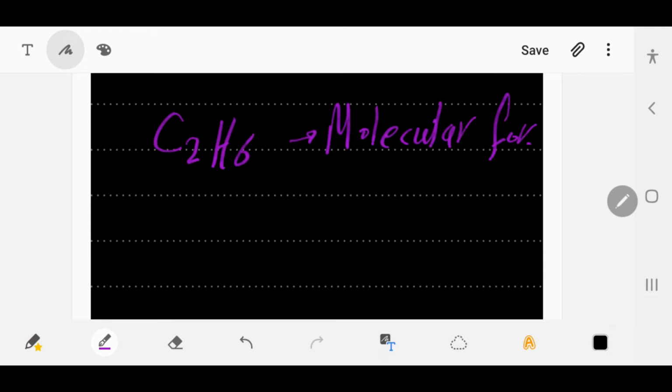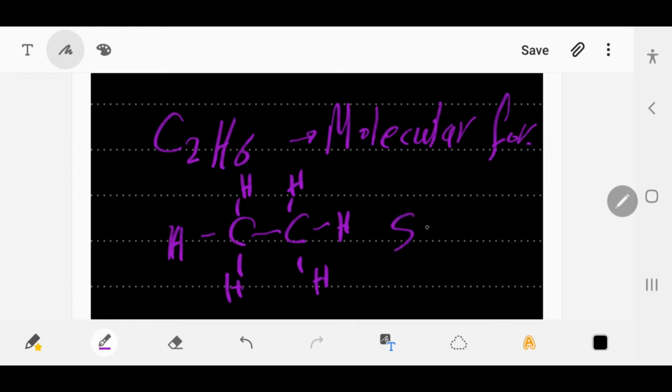So we have to draw a structural formula, which is C, H, and H, with H, and another one. Now here we can see that we have 2 carbon atoms and 6 hydrogen atoms, and we can see how they are connected to each other. So this is what we call structural formula.